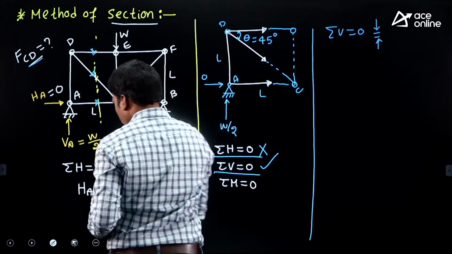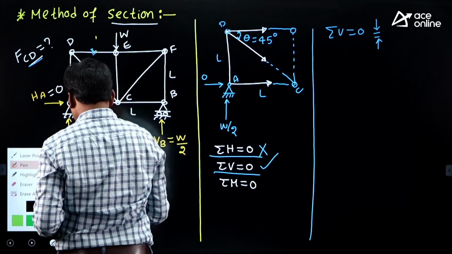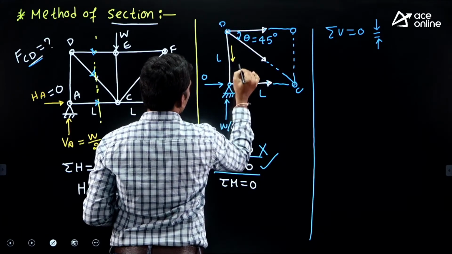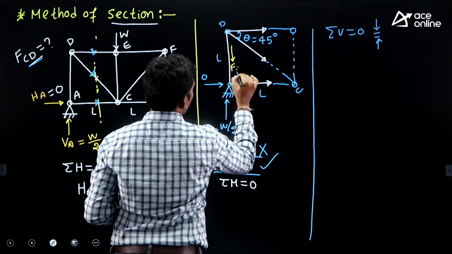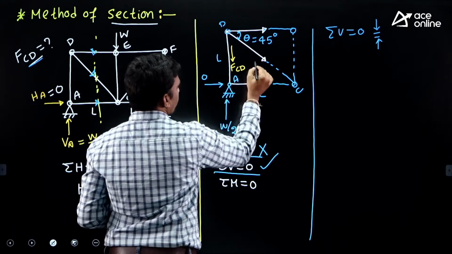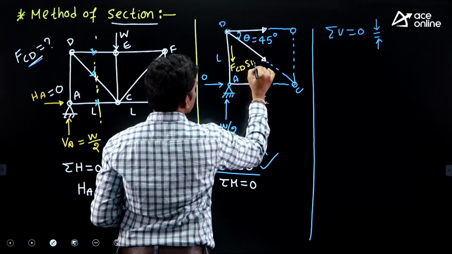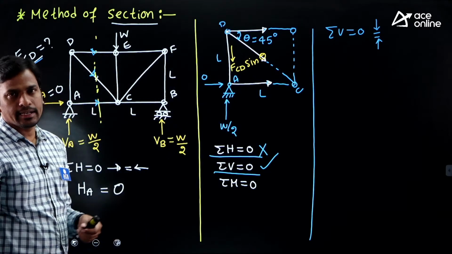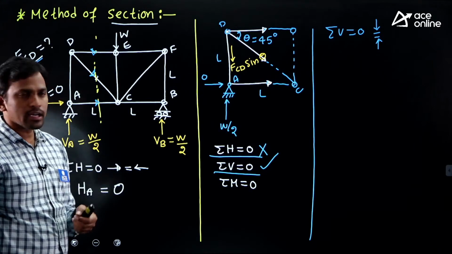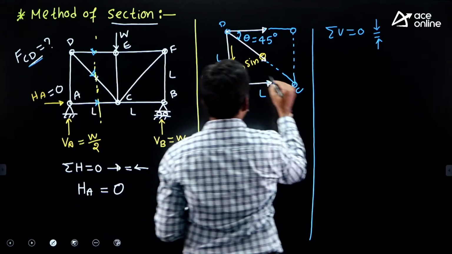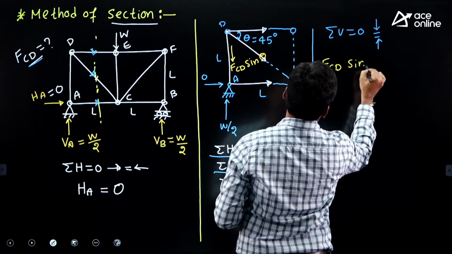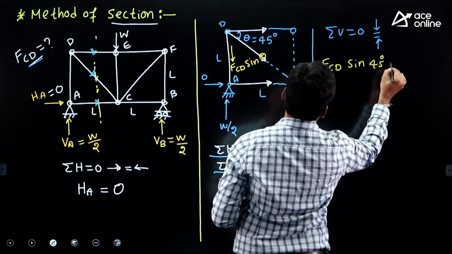Now tell me, what is the vertical component here? This vertical component is the force in member CD, right? And the vertical component is sine theta. Okay, vertical component is sine theta, right? Now theta is nothing but 45 degrees. So here this force is downward. Force in member CD times sine theta, theta is 45 degrees, equals to.